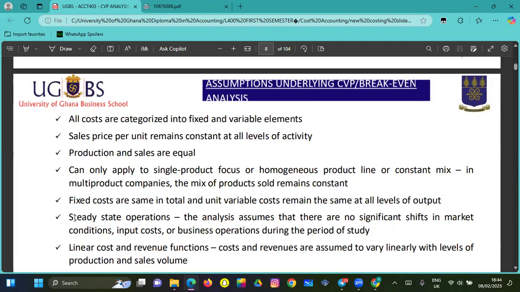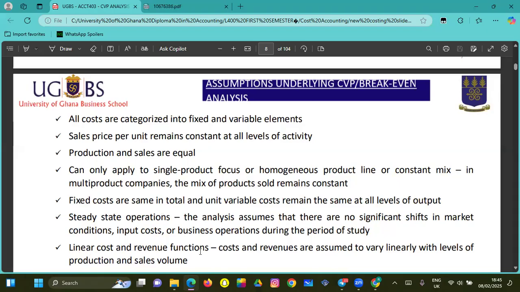So it's also steady state operations. The analysis helps in steady state operations. The analysis assumes that there are no significant shifts in market conditions, input cost or business operations during the period of study.